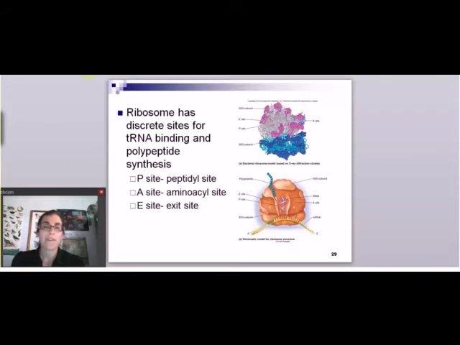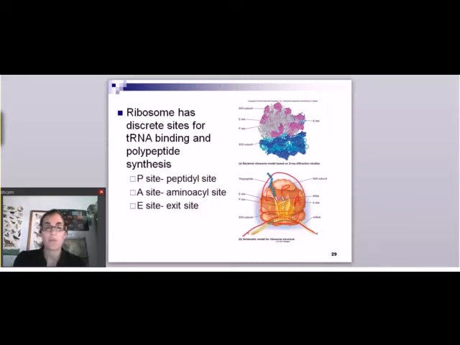When that happens, so here's the small subunit, large subunit, mRNA, it actually creates 3 different sites called the A site, the P site, and the E site. So 3 distinct locations within the ribosome.